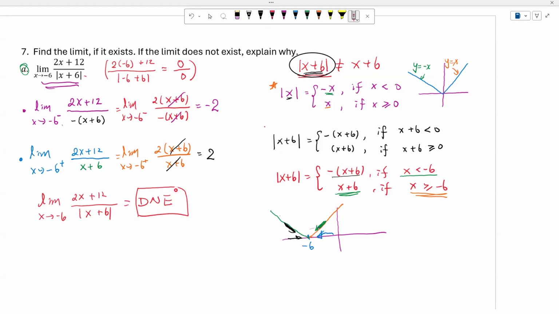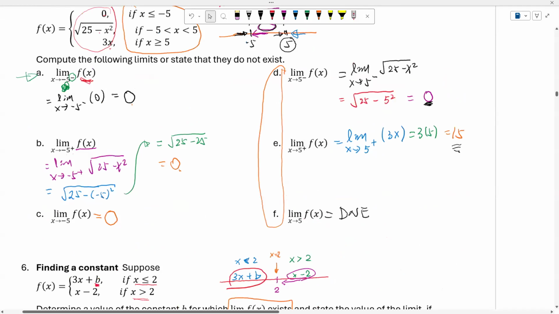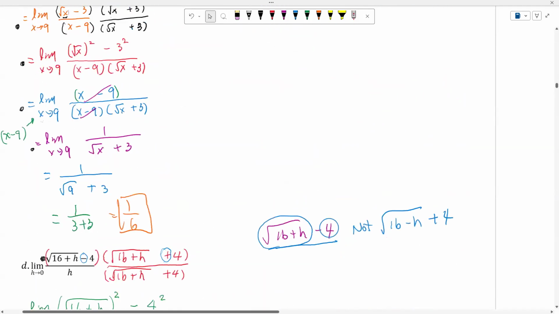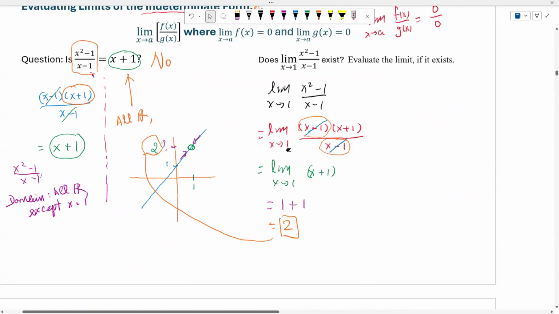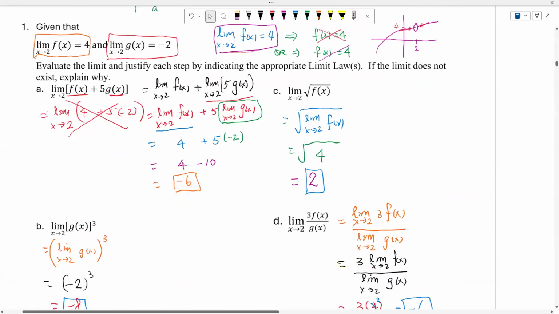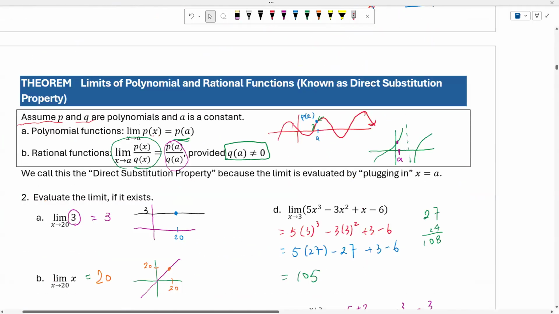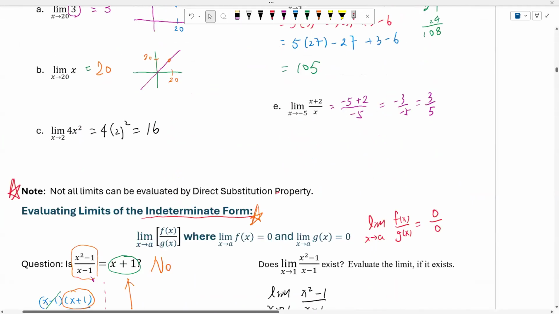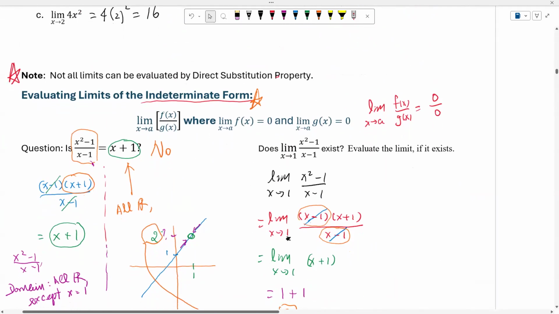Okay, so that's it for this lecture of section 2.3. This section basically introduced the limit laws, and also how we actually use the limit laws to evaluate limits, and if we have an indeterminate form, what we need to do. Okay, so thank you.